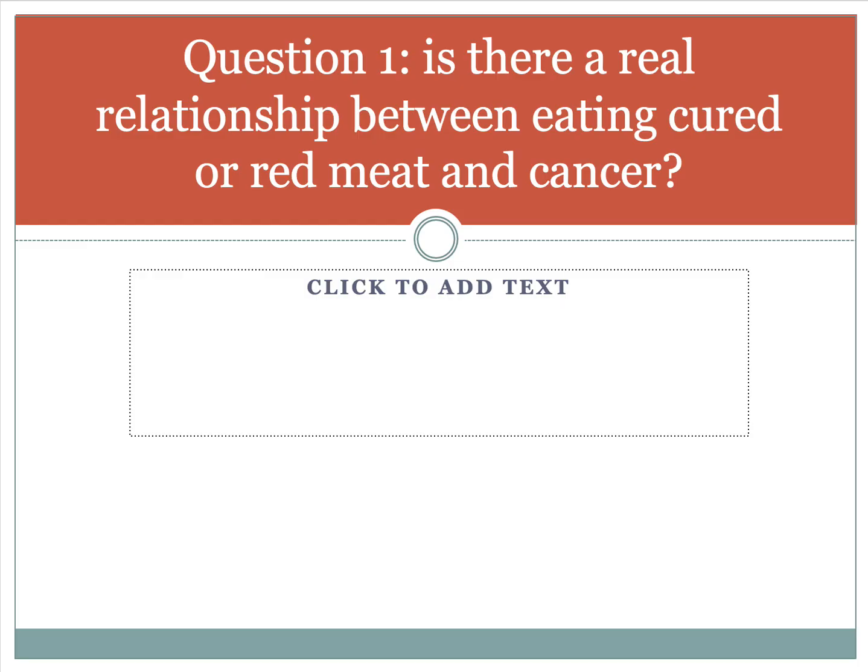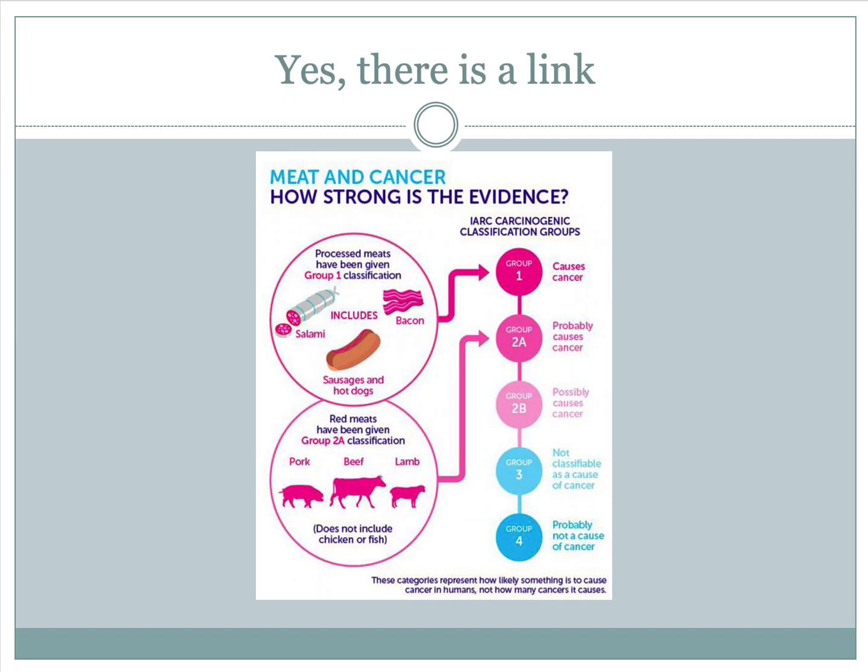First question to ask is, is there a real relationship between eating cured or red meats? Cured meats are things like salami, hot dogs, bacon. They're all cured meats. Red meat is beef, right? Any relationship between eating those and developing cancer? And the answer is yes. There is a statistically significant link. Meat and cancer, how strong is the evidence that there's a relationship between eating, especially these cured meats, and cancer?